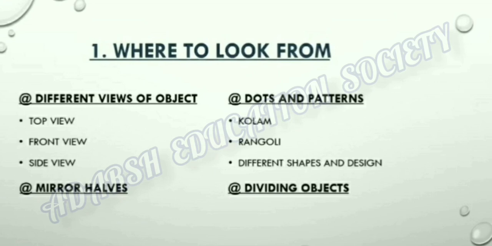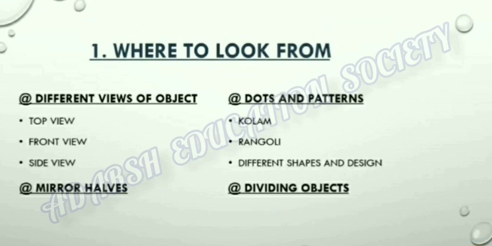Chapter number 1, Where to Look From. We already learned about different views of objects. In these, we learn top view, front view and side view of different things and objects. We also learn the dots and patterns concept, right? In these, we learn kolam, rangoli and different shapes and designs. We do this with dot grid and dots. We also learn about the mirror halves concept. Now in this video we are going to learn dividing objects, how we divide an object.